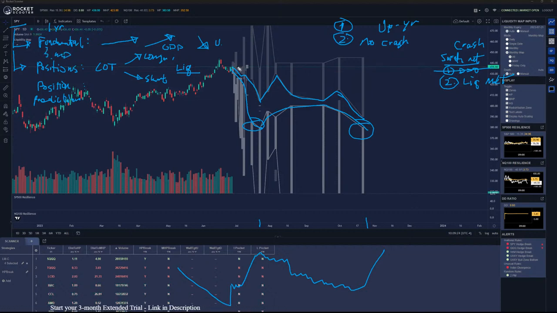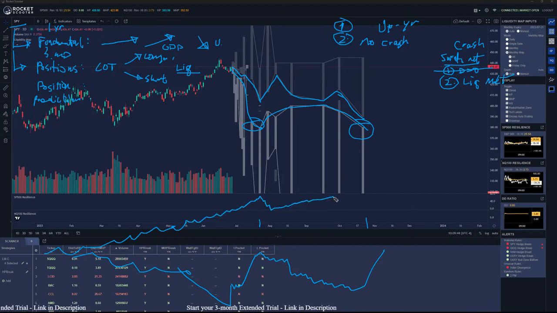Bulls are going to long, long, long, take some profit, long, long, long, take some profit. Remember, the bulls' position has been going higher and higher, the bears' position lower and lower. Bulls are going to keep going long, taking some profit along the way. That green line is continuing to go up because the positions are getting deeper. That blue line is going to get squeezed as well.